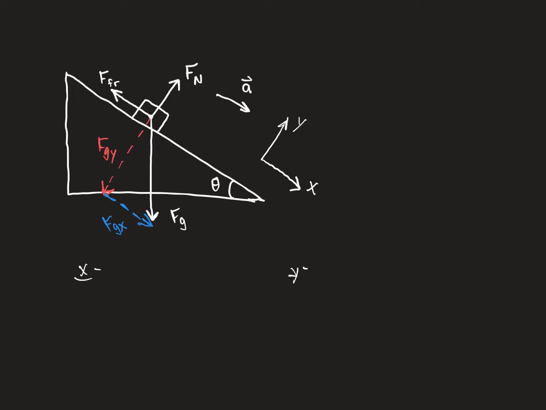This is very important when you're doing these problems: draw these pictures correctly. You always want your FGY force to be directly anti-parallel to the normal force, pointing the exact opposite direction. And you have to make sure that FGX is along the slope. It's parallel to the slope. You don't want your FGX to be a horizontal line. Gotta be parallel. So there's our triangle.